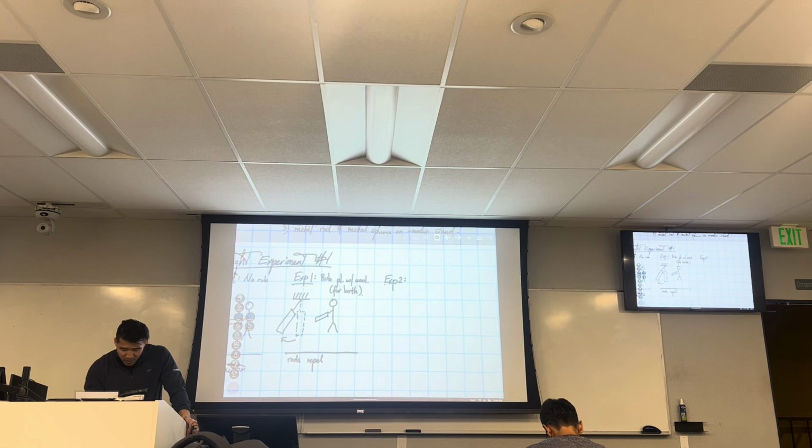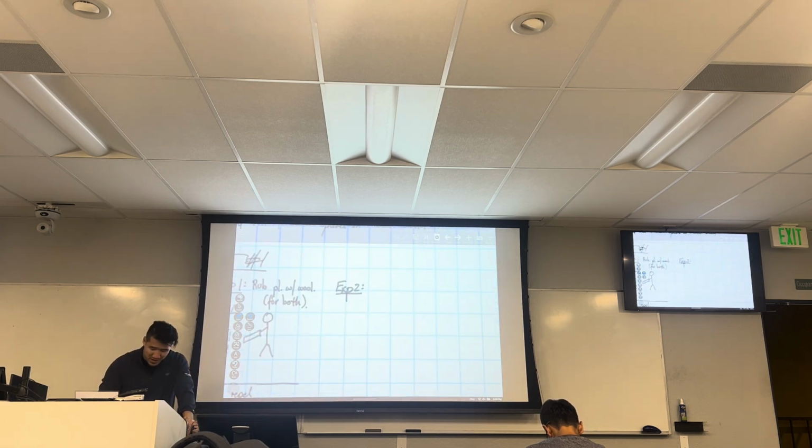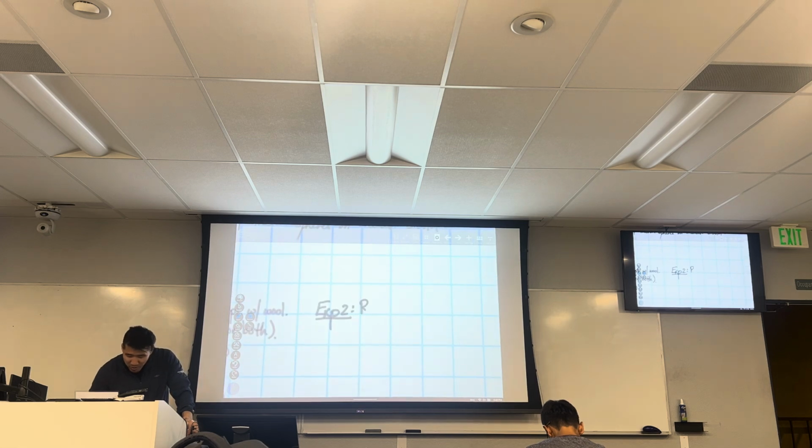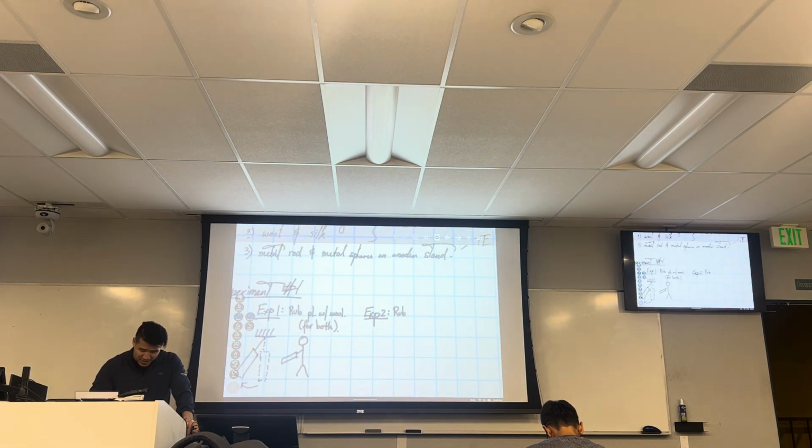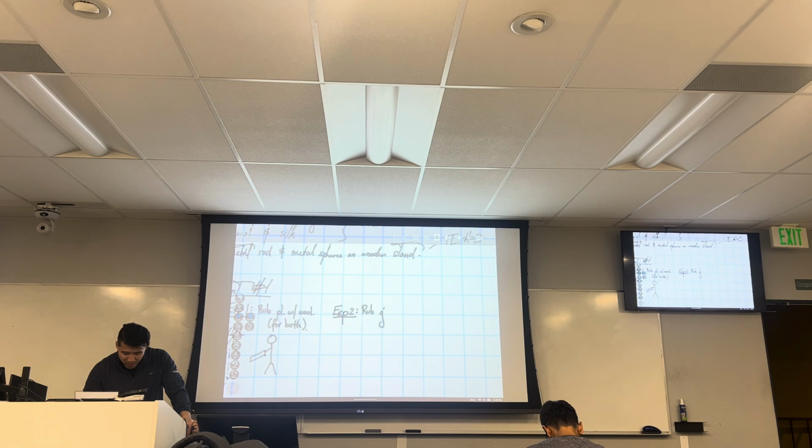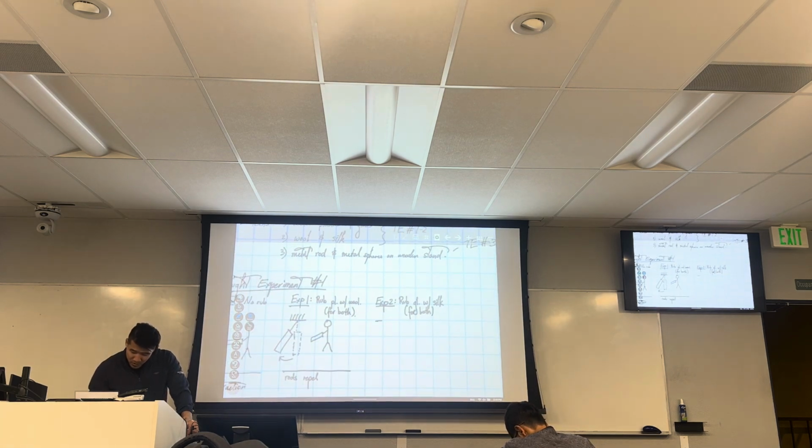Let's do the second experiment. Instead of plastic with wool, we're going to be replacing both rods with glass. Rub glass with silk. And this is for both. So our scenario doesn't change. In the control, the rod was originally just hanging vertically.